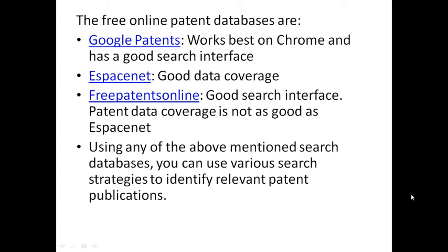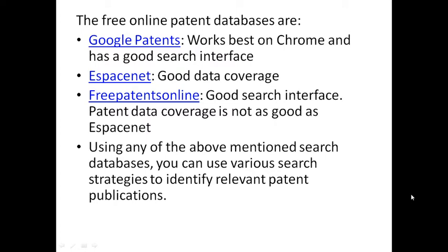So these are helpful for searching our patent databases. Google Patents works best on Chrome and has a good search interface. We can type and get the information whether it is registered or not. ESPACENET has good data coverage; it will tell what data is available. Free Patents Online has a good interface actually, but its patent coverage is not as good as ESPACENET's, and it is somewhat not giving a clear idea.